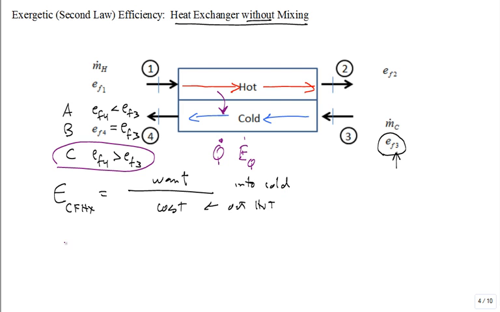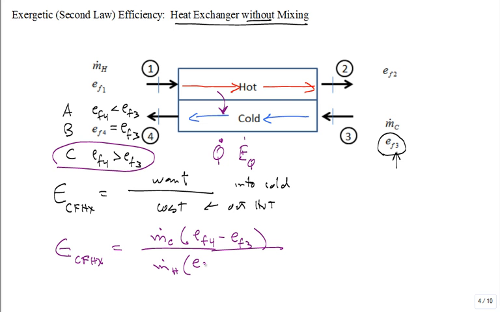So when you turn this into what you want, that's into the cold stream. It's mass flow rate of the cold times EF4 minus EF3, divided by what came out of the hot, m dot hot times EF1 minus EF2.